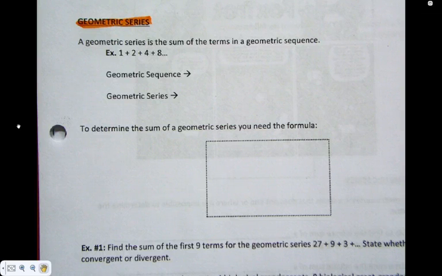Share yours with someone sitting around you, a little high five if they have a geometric sequence and you have a geometric sequence. Turn your sequence into a series. Show someone, let them see your sequence or your series.